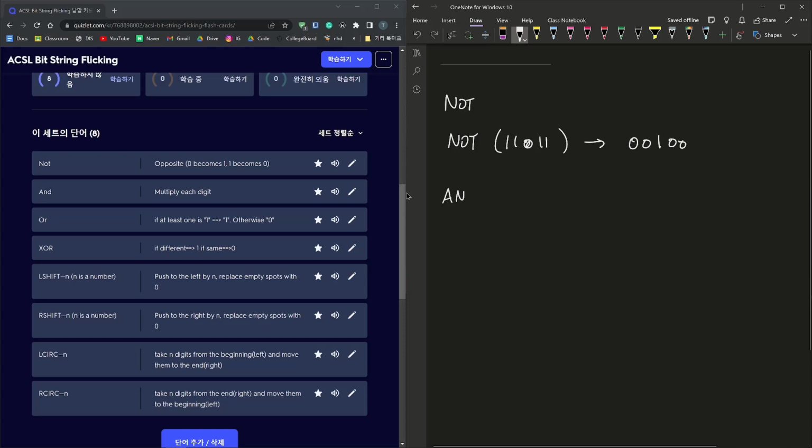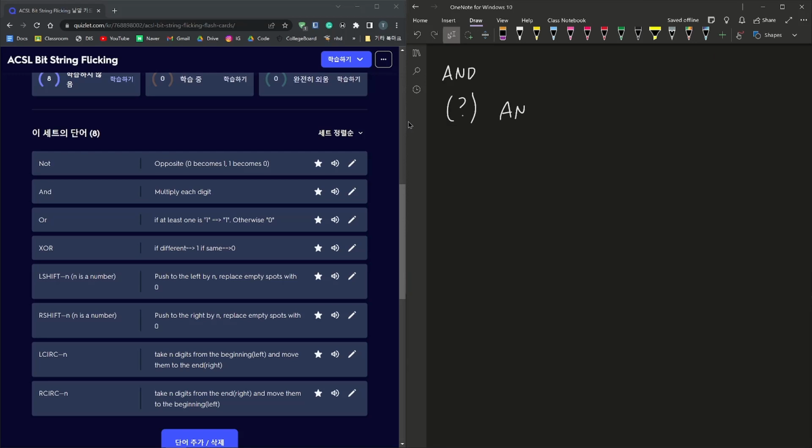AND is another function. The competition is going to give you two numbers this time, some kind of number AND some kind of number. What the AND function does is, I said multiply each digit, but the actual definition is both have to be true in order for the output to be true. But like I said previously, you don't need to understand that. Just the shortcut: multiply each digit.